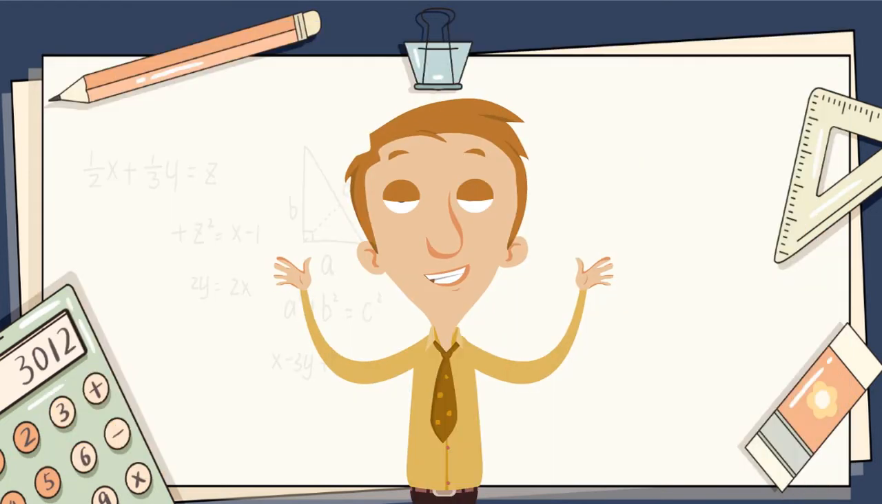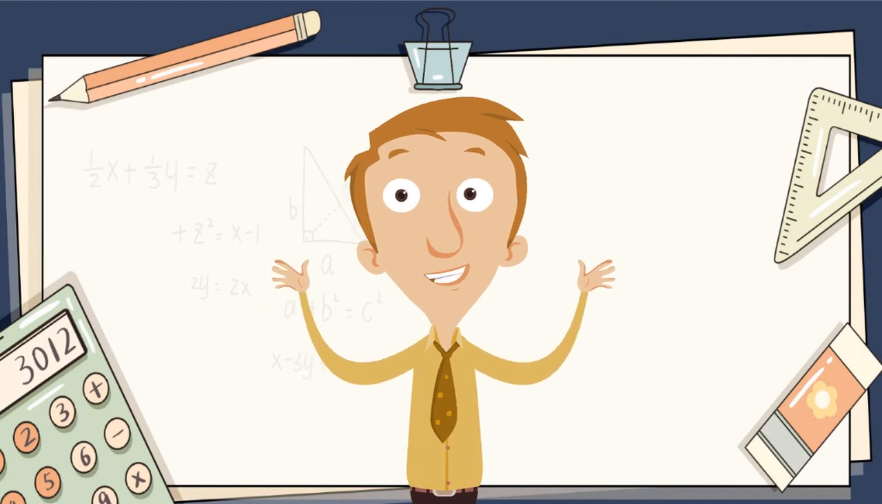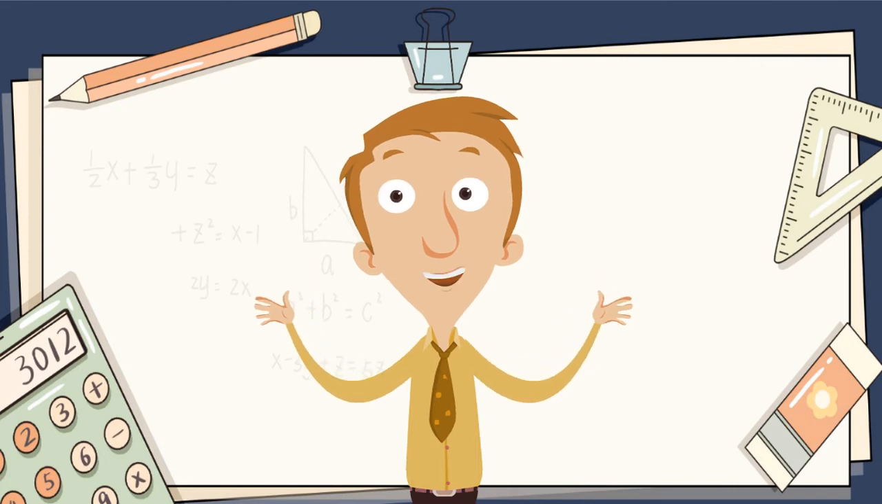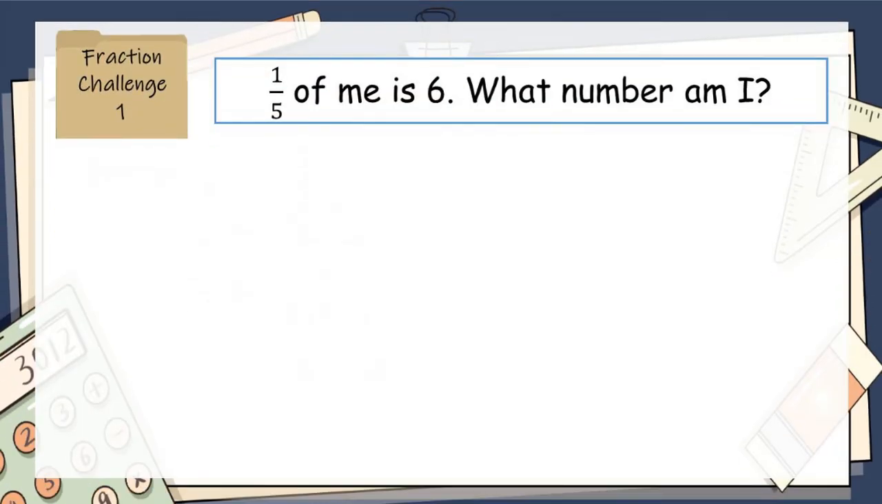In these types of questions, they tell us what one piece is equal to. All we have to do is add all the pieces together, and we'll find out what the whole number is. Let's try another one. How about this one? 1/5 of me is 6. What number am I? Let's do this one together.